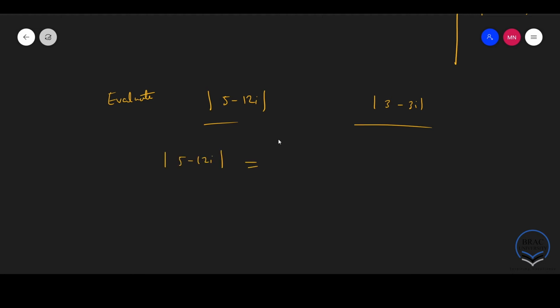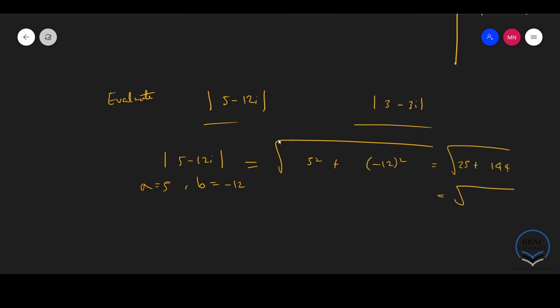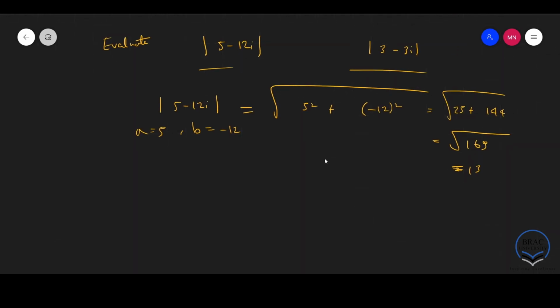to find the magnitude, this is just going to be the square root of a squared plus b squared. Here a is 5, b is minus 12. We have 5 squared plus minus 12 squared. This is equal to 25 plus 144. So we have the square root of 169, and that is equal to 13, right? Similarly, the magnitude of 3 minus 3i will be equal to 3 squared plus minus 3 squared, which is the square root of 18, that is equal to 3 square root of 2, right?